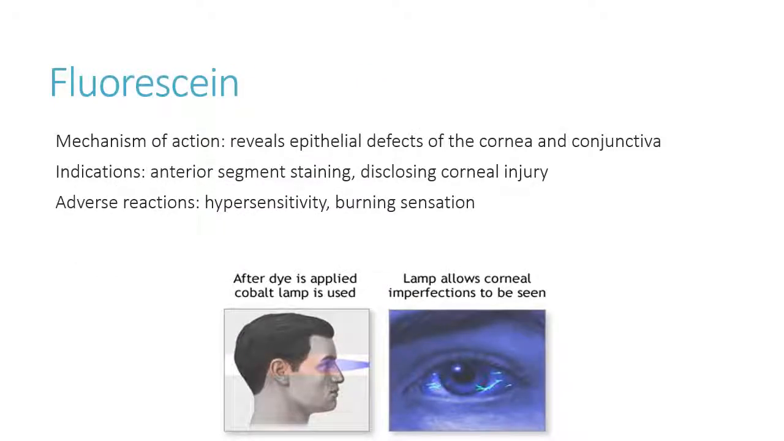Okay. And one of the last things we'll talk about is fluorescein. What do you use fluorescein for? Stain it into the eyes. That way we can actually look for things like corneal abrasions and whatnot. Again, make sure you spell it F-L-U.